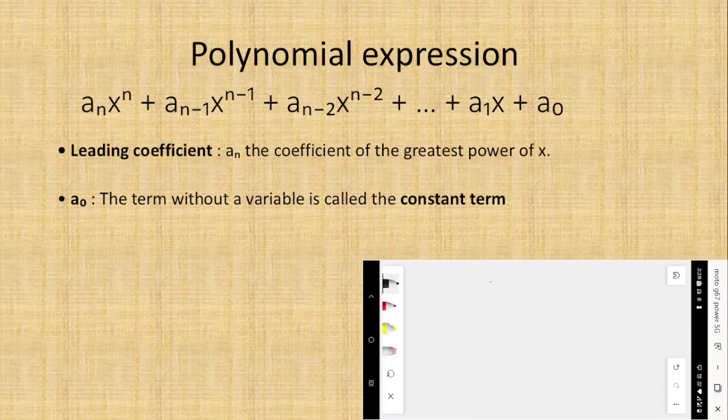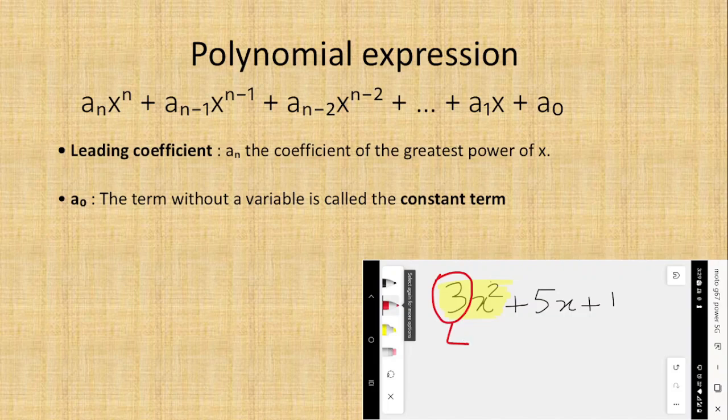Suppose we have a polynomial expression which says 3x squared plus 5x plus 1. Now in this polynomial expression, which term has got the highest power? Okay, so here we can see that this is the term in which the variable has got the greatest exponent, which is 2. So this term has a coefficient which is 3. So what is the coefficient here? It is 3. So this is going to be the leading coefficient.